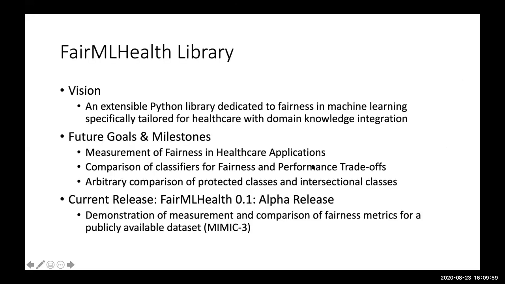Today, I'll share with you a preview of our forthcoming release through what we intend to be one of several tutorials. KenSci is developing a new library designed to address fairness specifically for healthcare applications. This will be a tool that we use to facilitate our own healthcare applications, which we are releasing so that others can gain from our experience. It will include tools for measuring and mitigating fairness-related bias. Examples include comparison of classifiers in terms of the fairness performance trade-off and arbitrary comparison of protected versus intersectional classes.